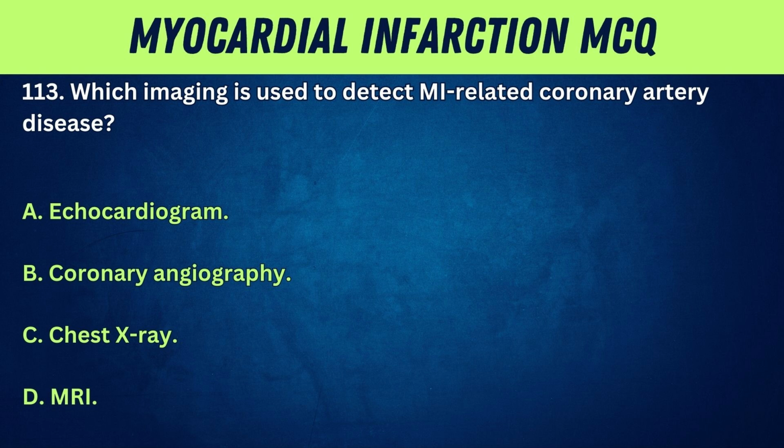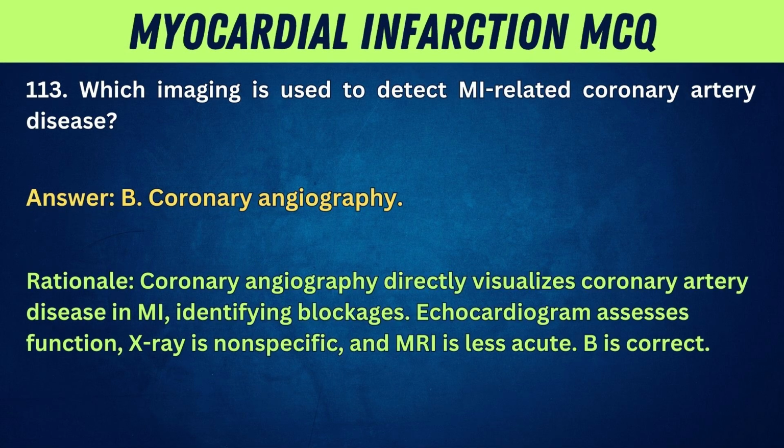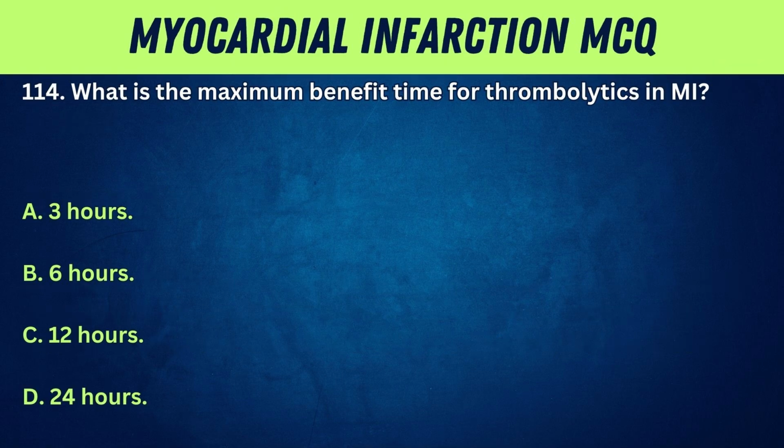A. Echocardiogram. B. Coronary angiography. C. Chest X-ray. D. MRI. Answer: B. Coronary angiography. Rationale: Coronary angiography directly visualizes coronary artery disease in MI, identifying blockages. Echocardiogram assesses function. X-ray is nonspecific, and MRI is less acute. B is correct. 114. What is the maximum benefit time for thrombolytics in MI?